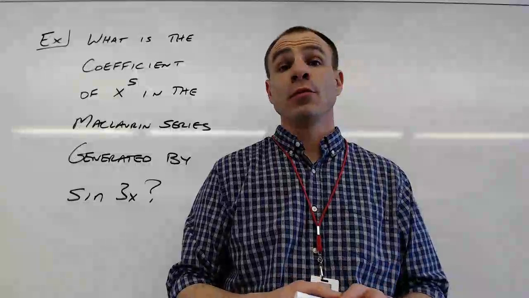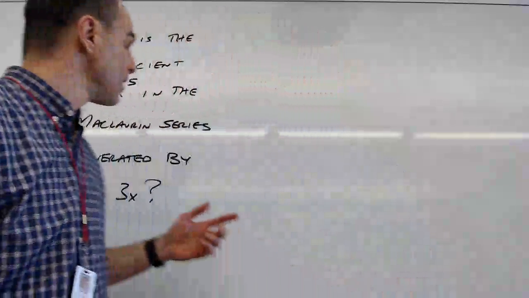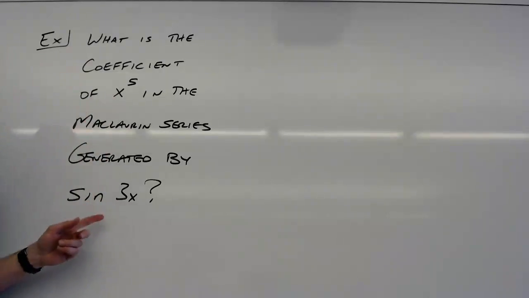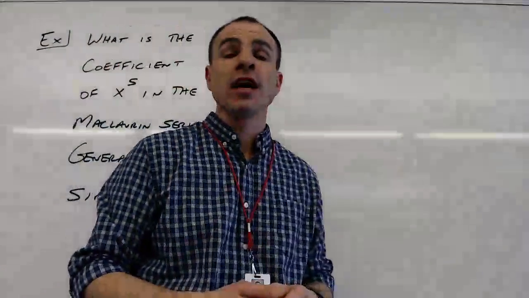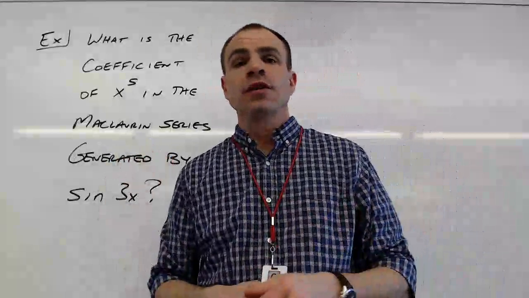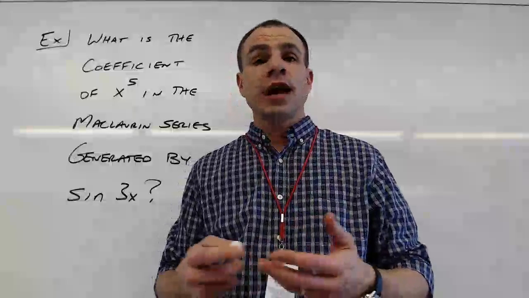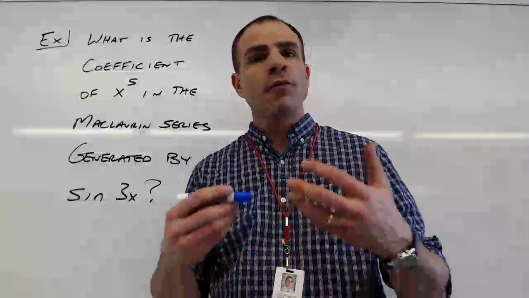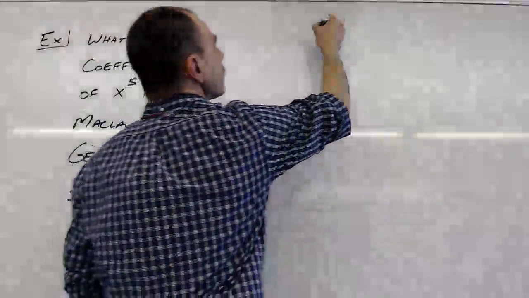For this example, we're looking to find the coefficient of the x to the fifth term in the Maclaurin series generated by sine of 3x. So that means, because it's a Maclaurin series, we're centered around x equals 0, and we're interested in x to the fifth. So if we think about how we would build the Maclaurin, if we're interested in the x to the fifth term, let's get that on the board.